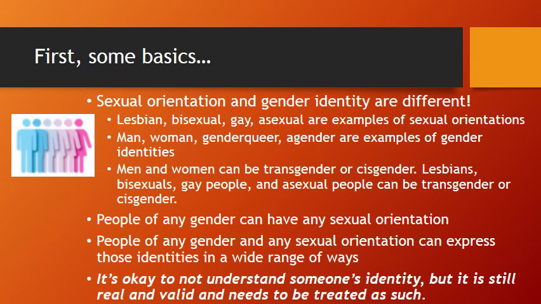So, for example, I'm cisgender. When I was born, they were like, it's a girl. And so I was assigned female at birth, and I identify as a woman. Lesbians, bisexual, gay people, and asexual people can be transgender or cisgender. I know cisgender lesbians who were assigned female at birth and are women and are attracted to other women. I know trans lesbians who were assigned male at birth and are women and are attracted to other women.